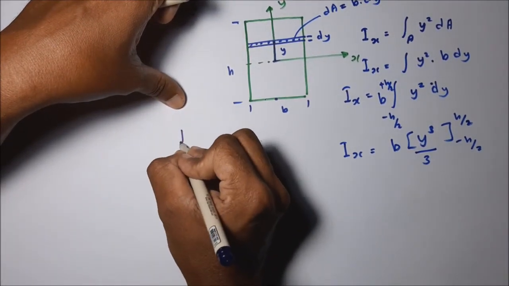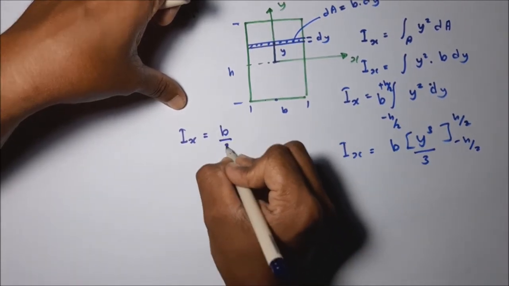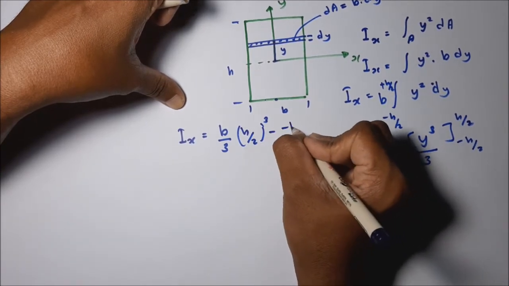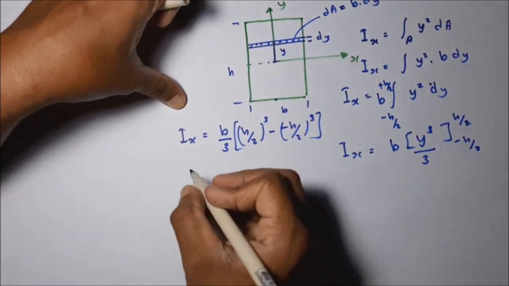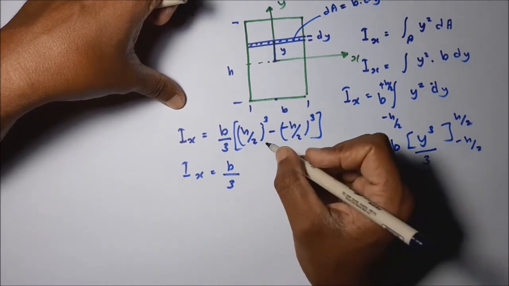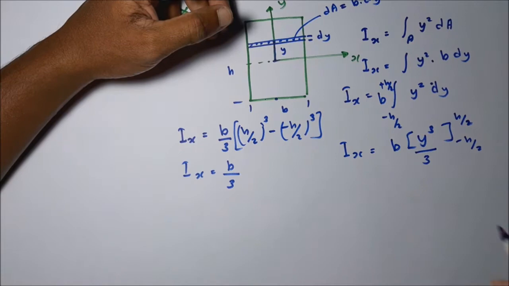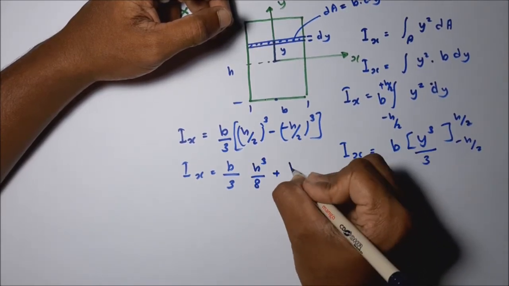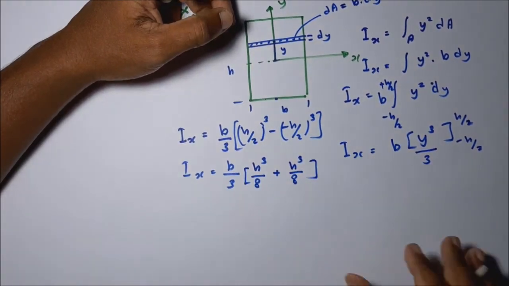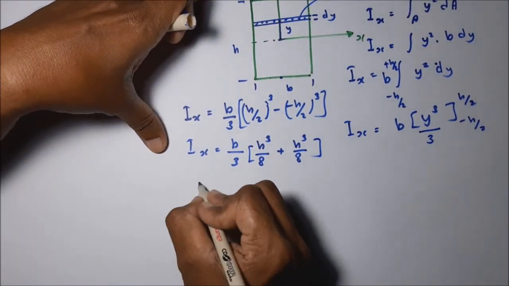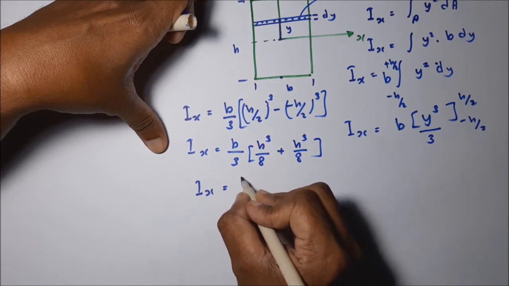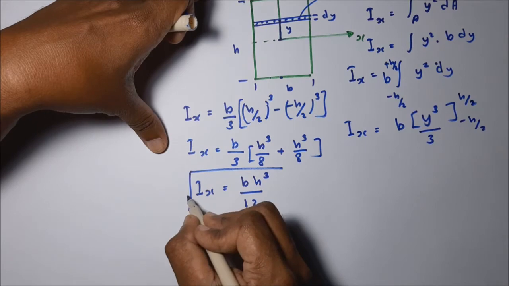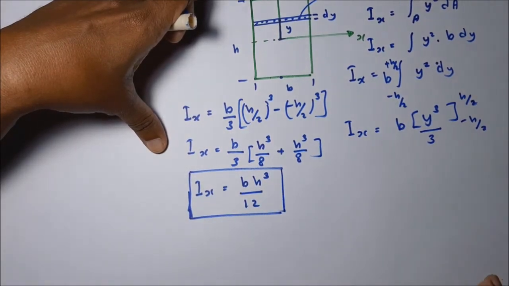Then we can further simplify this. Ix is equal to b over 3 into h over 2 cubed minus minus h over 2 cubed. Ix is equal to b divided by 3, with 2 into 3 meaning 8, so h cube divided by 8 plus h cube divided by 8. Then Ix is equal to b h cube divided by 12. This is the equation to calculate Ix for a rectangular section.